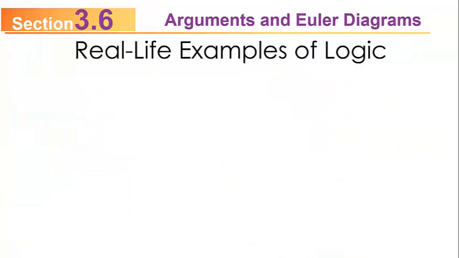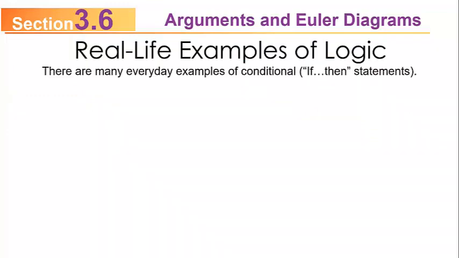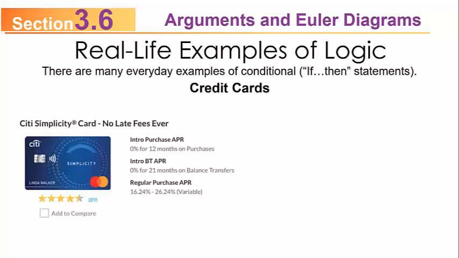Let's wrap up by talking about some real-life examples of logic. There are many everyday examples of conditional statements, and we're using those conditional statements a lot in our logic statements. For example, with credit cards. Here's a typical ad for Citibank, the Citi Simplicity card. You can read through this, but what do you get from it? I guess what I'm trying to introduce here is the idea that these if-then statements, which are the basis of our logical arguments that we've been doing, appear everywhere in real life.